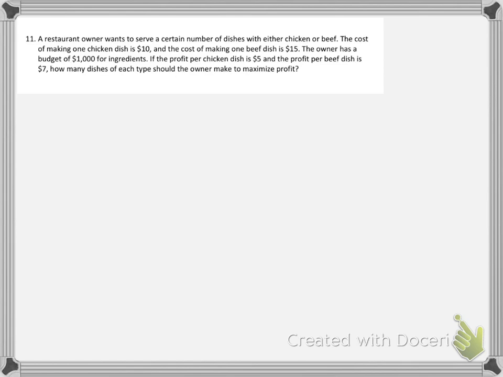Now this restaurant has chicken and beef, so we use X for chicken and Y for beef. What's the cost? For chicken it's $10, so we have X times 10, the total for chicken. For beef, every dish is $15, so if you have Y dishes, you get 15 times Y. That's the cost, and there is a budget of $1,000, so this cost is less than or equal to $1,000.